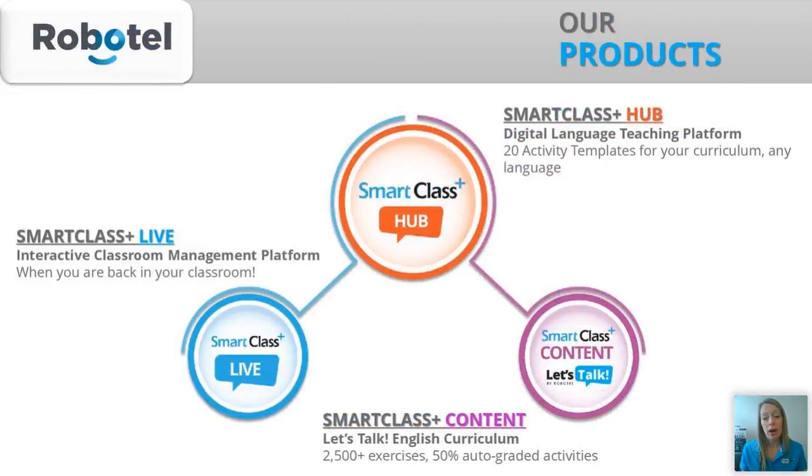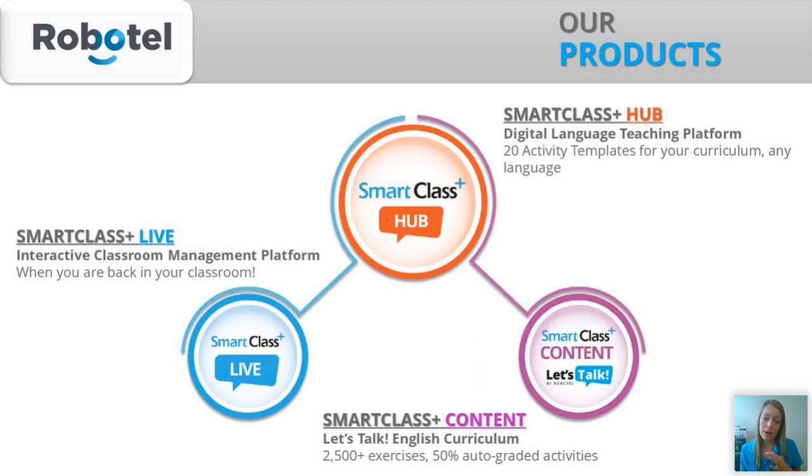So what do we have to offer? What I will be showcasing are these two aspects. So the Smart Class Hub is our digital language teaching platform that has 20 activity templates that you can put your own curriculum into. It can use any language, and it's the program that houses everything. So it becomes your activity or exercise media library, so to speak. Now, because we've already created content for you, this is where you would be working within, and you'd have access to the activities.